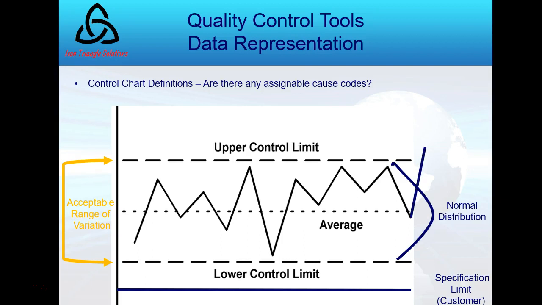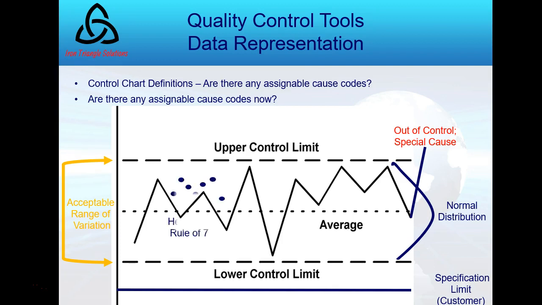Now, I just added a line, which gives me a data point. Are there any assignable cause codes? Well, now the answer is yes. Yes, there are. It's out of control because it's above the upper control limit. That is no longer natural variation that I'm willing to accept in this process.